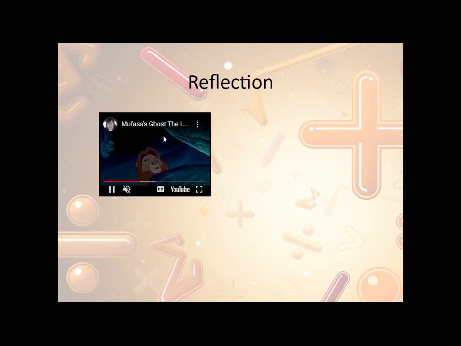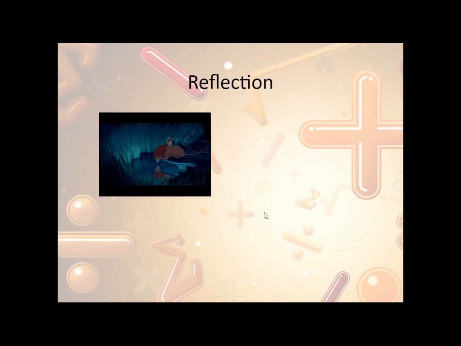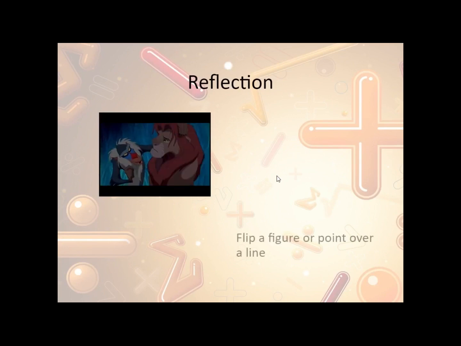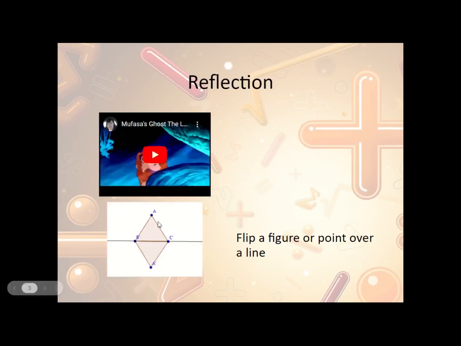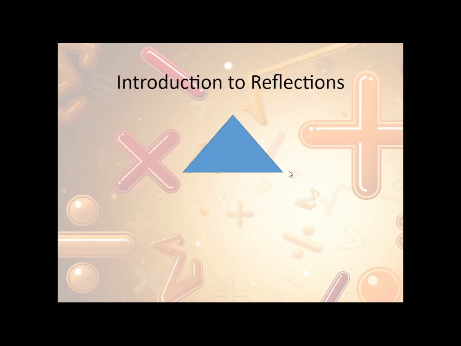Now here's a little video of Simbo looking at his reflection in the water. So that's what a reflection is. Reflections occur when we flip a figure over a point or a line. So for instance, we have a triangle here. If we flip it over this line, it's going to flip downward and look like this. So that's a reflection.